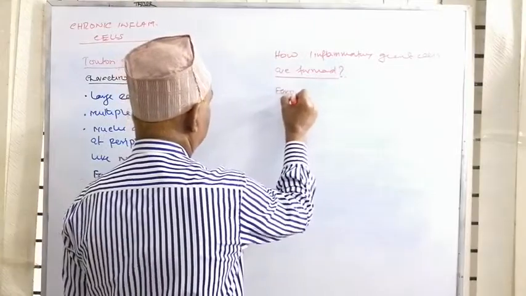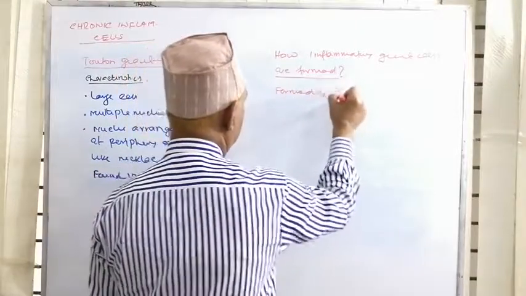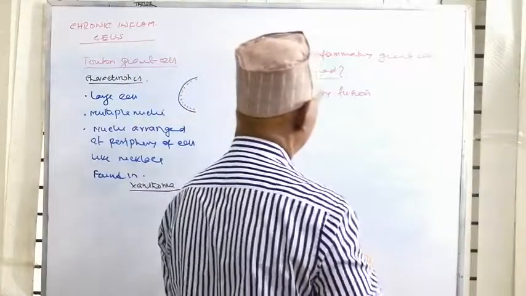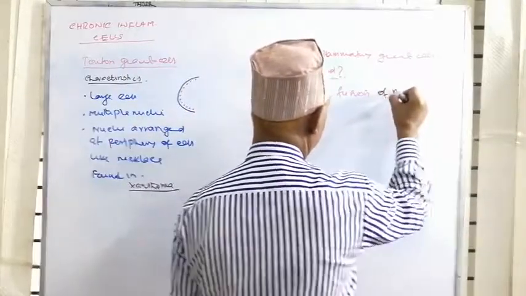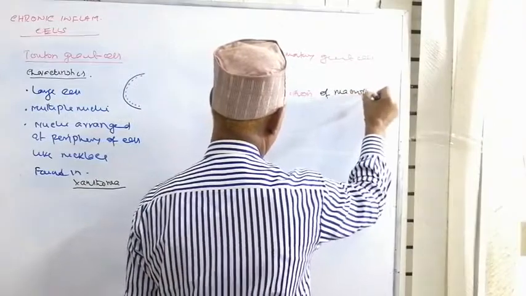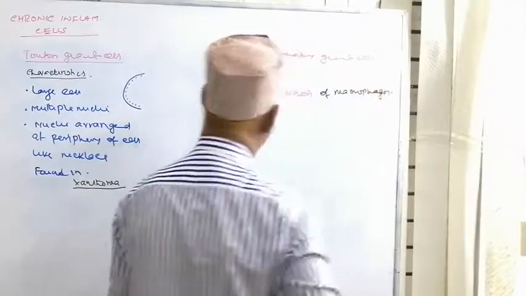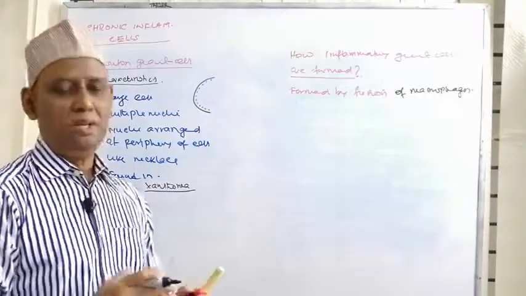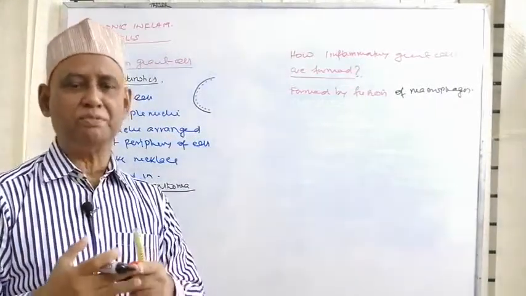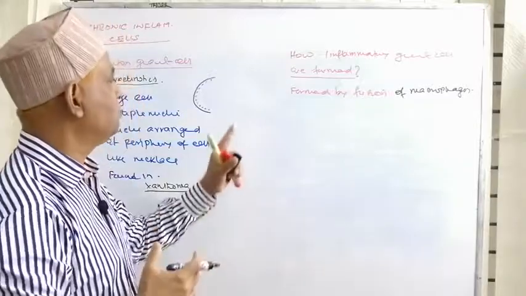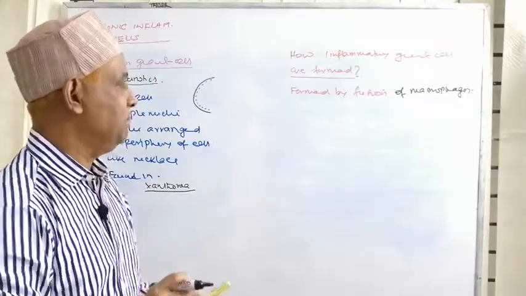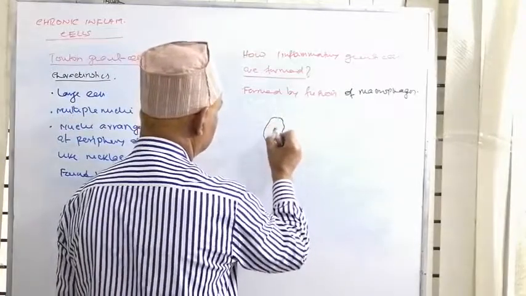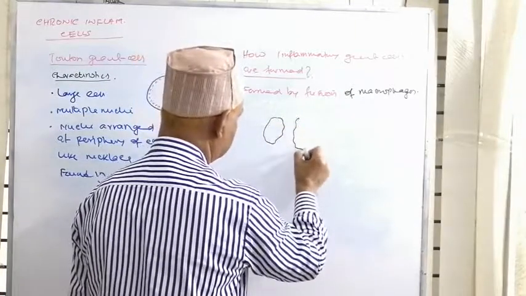Formed by fusion of macrophages. It is formed by fusion of macrophages. I have told you one of the roles of macrophage: many macrophages fuse together and form inflammatory giant cell. So inflammatory giant cells are formed by fusion of macrophages. Suppose this is a macrophage, this is another macrophage like this.